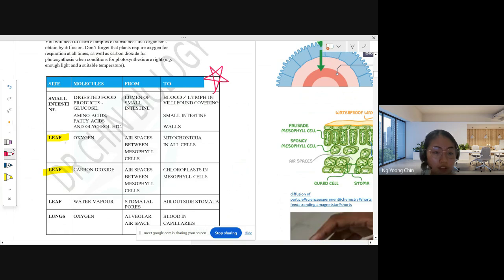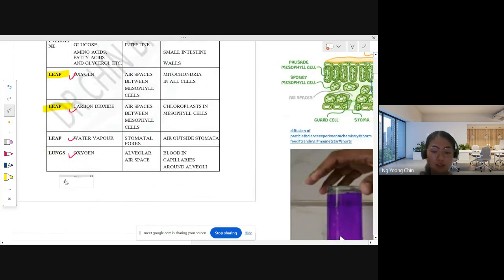I want you to note down oxygen, carbon dioxide and water vapor. Remember that simple diffusion always involves the transport of gas. You can write a note down here: simple diffusion involved in the transport of gas. For example, the most common ones are oxygen and carbon dioxide. Those are usually involved in simple diffusion.